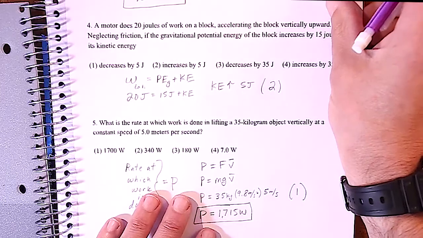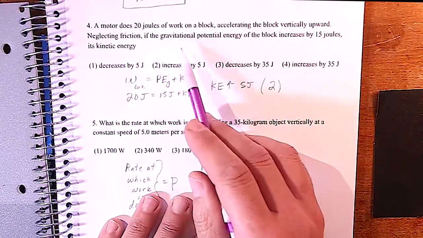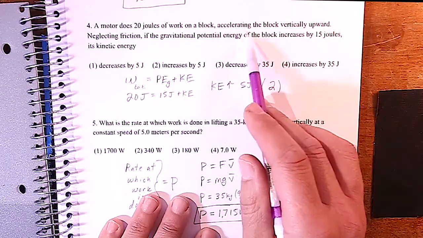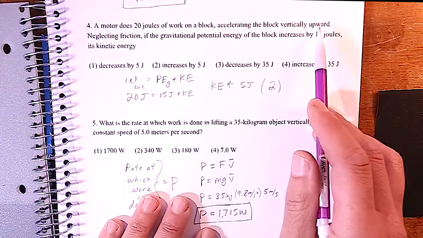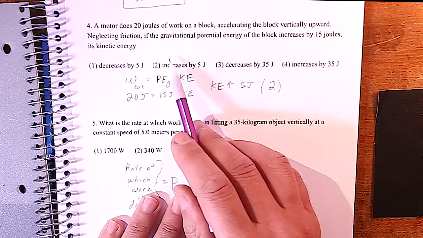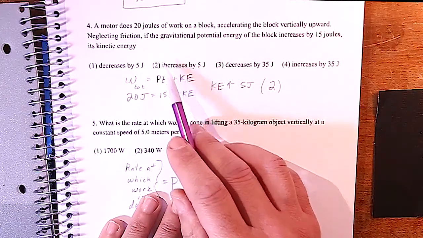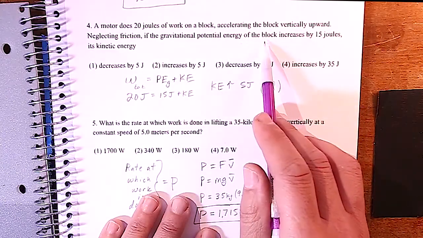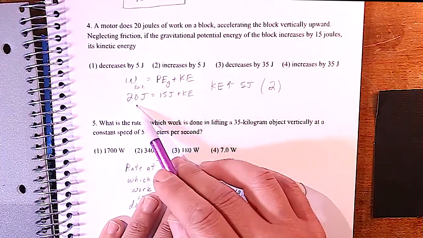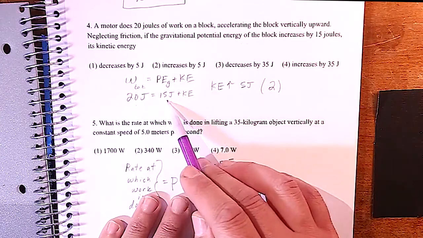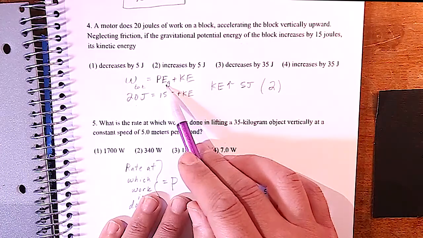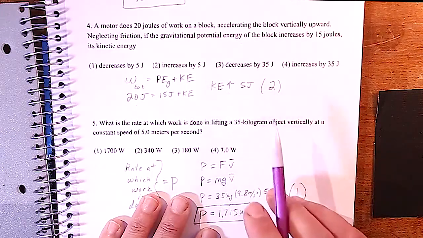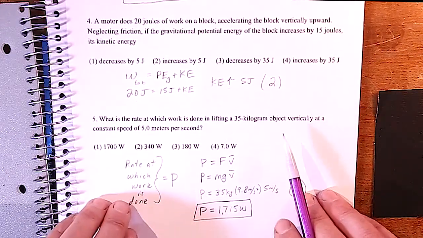In number 4, they have a motor doing 20 joules of work on a block. So we know the total work done on the block. And it accelerates the block vertically upward. So that means that it's accelerating, so the block is gaining kinetic energy, but it's also gaining height, so it's also gaining gravitational potential energy. So if the total work done is 20 joules, and 15 of that turned into gravitational potential, then that means 5 joules must have been the kinetic energy that it gained due to speeding up from that acceleration.